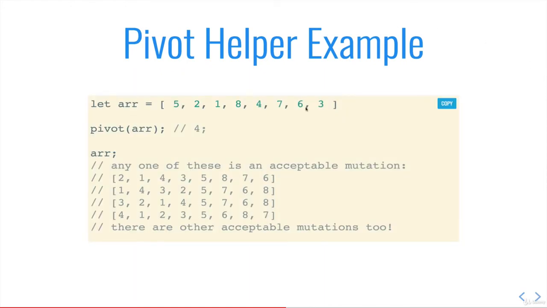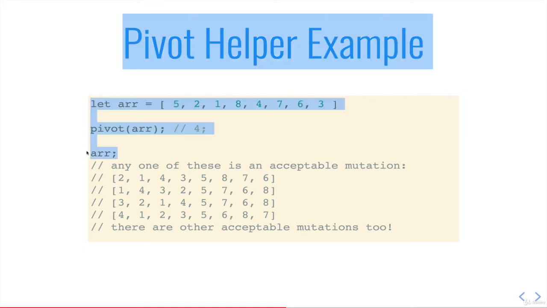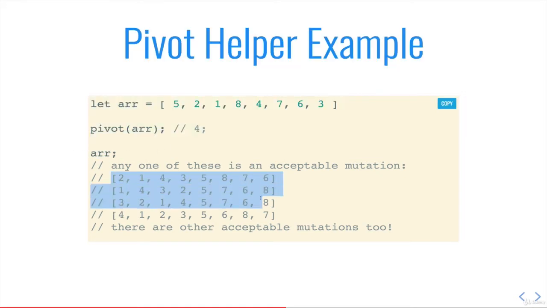If this is our array and we call our pivot function on that array, it should return index 4. So notice it doesn't return the array, but if we look at the array, it's been changed. Any of these configurations are valid. So what it does is it picks the first element and chooses that as the pivot, so 5. And now it needs to rearrange the array so that 5 is in the correct spot where every number to the left is less than 5.